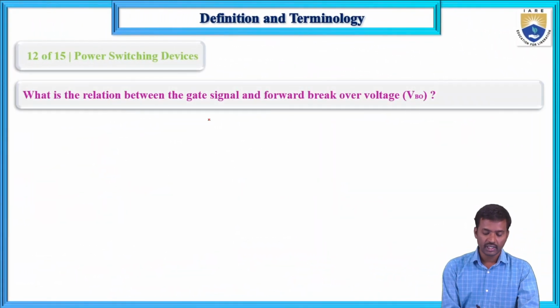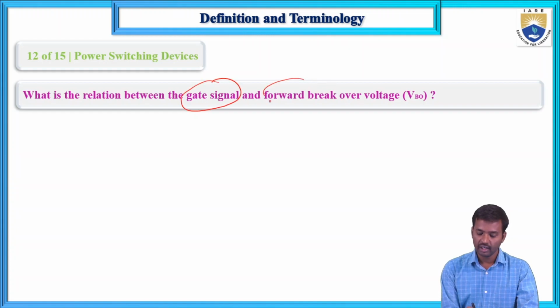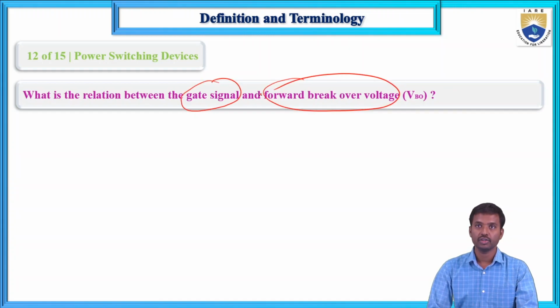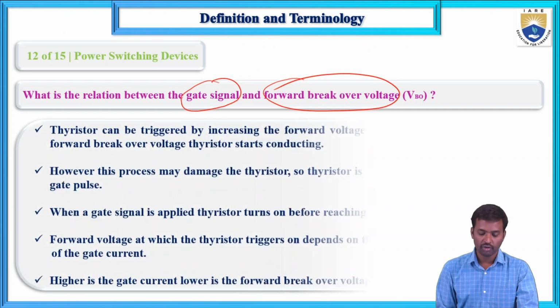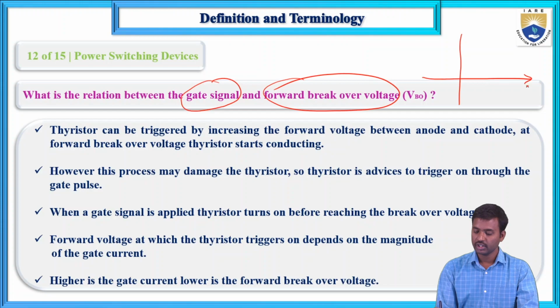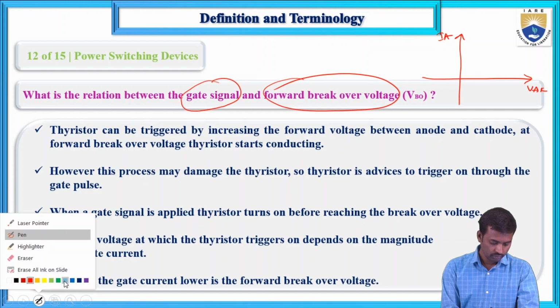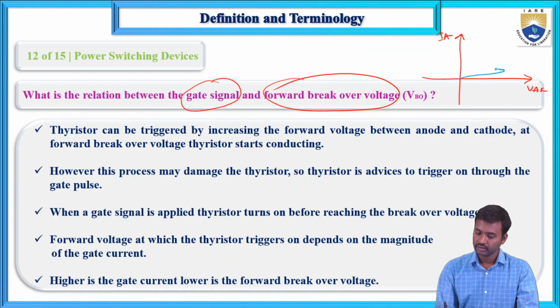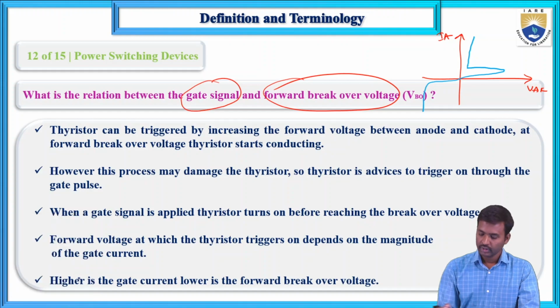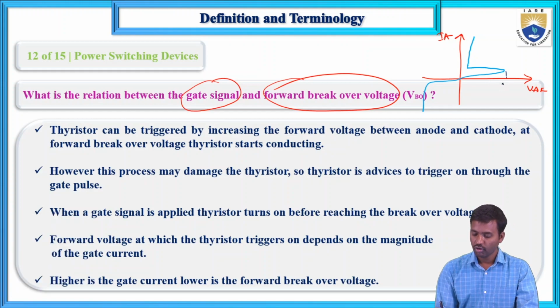Next, what is the relation between gate signal and forward breakover voltage? I have already drawn the forward breakover voltage. This is VAK and this is the anode current IA. These are the anode current characteristics, and this is in reverse bias. This is the forward breakover voltage VBO and the gate signal.